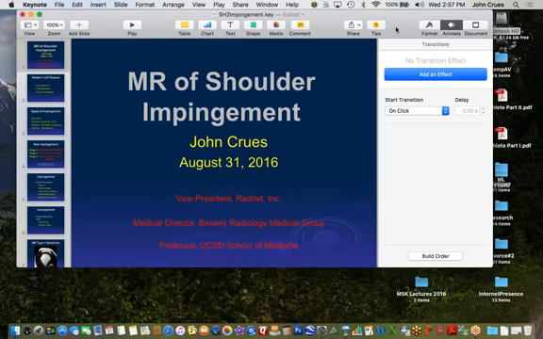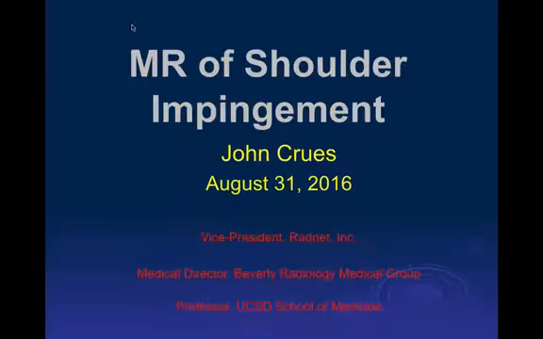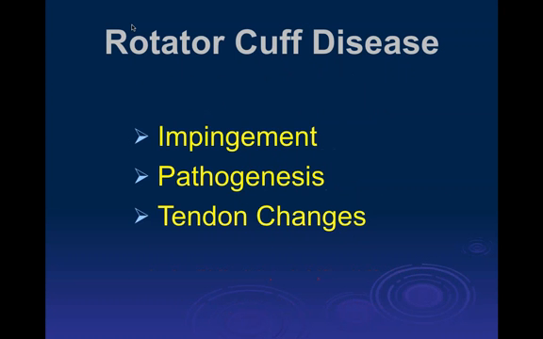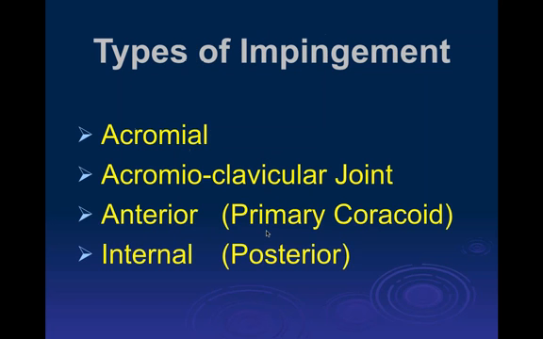Today we'll talk about impingement of the shoulder, and rotator cuff disease. We'll start out with impingement, and then we'll go through some of the pathogenesis of rotator cuff injury, and then we'll talk about tears and other pathologic changes of the tendons in later talks.